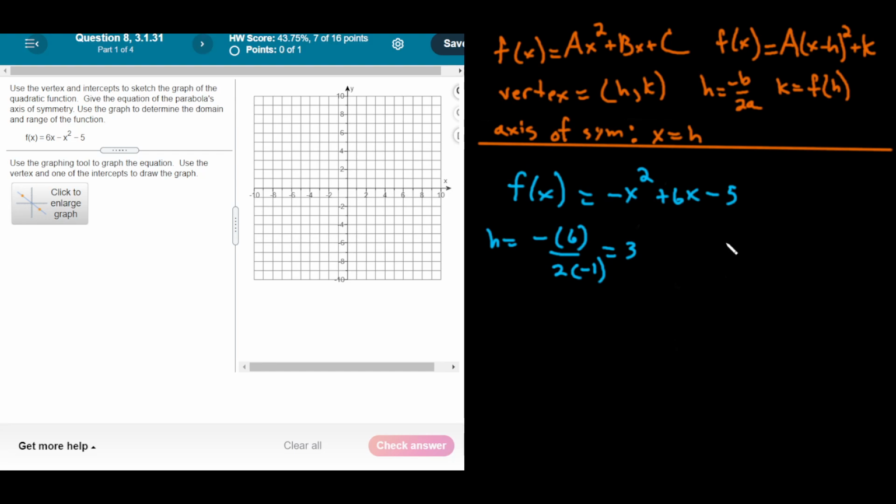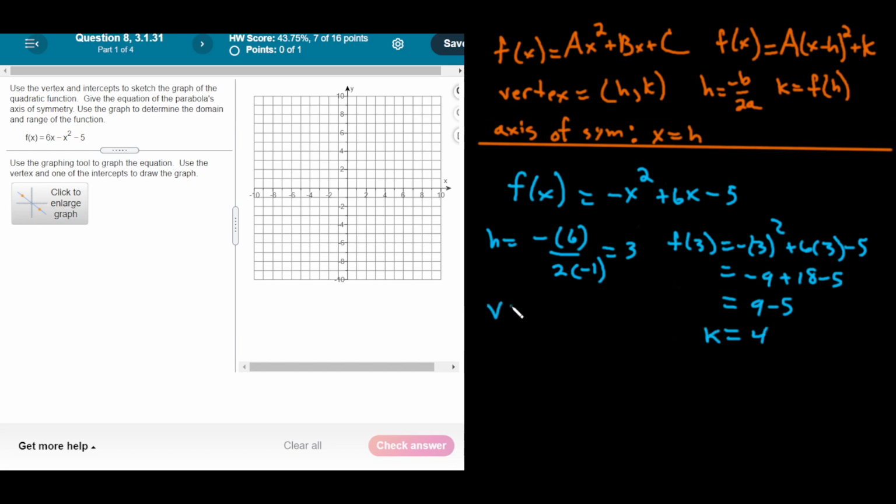To find your k, you plug in your h. So f of 3 is equal to negative 3 parentheses squared. That should be half of that one, right? So that's going to give you a negative 9. Remember, square the 3 first and then keep the negative going. Over here, 6 times 3 is 18. The first term is half of the second term, so I know we're getting this correct. So this is negative 9 plus 18, which is positive 9, minus 5. So this is going to give you a 4. So your k is 4. So we have our vertex is 3, 4.